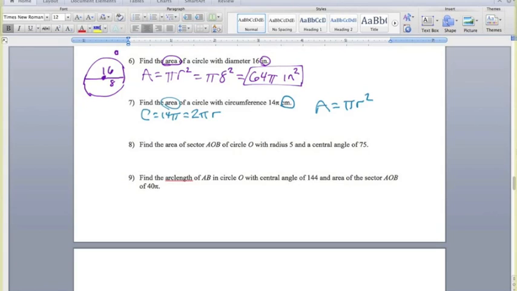So how do I solve that to find out what r is? Divide by 2 pi. That will cancel out to just leave r all alone. Pi's cancel and 14 divided by 2 is 7. So I have a radius of 7, which I can then take and find my area.